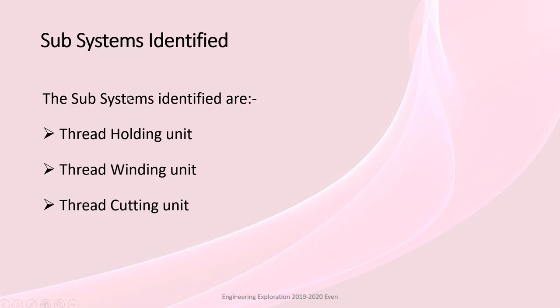So next one is subsystems. Subsystems are the part of a system which performs a particular function of the whole system. In our project, the subsystems identified are thread holding unit, thread winding unit, and thread cutting unit.